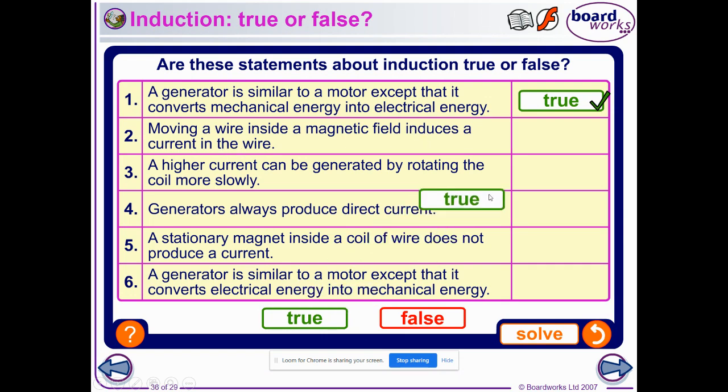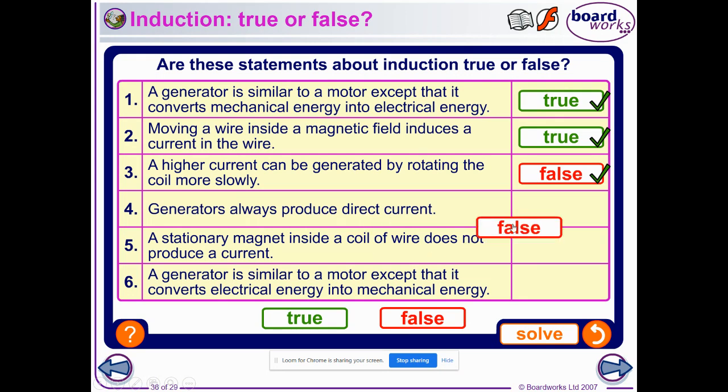True. Whenever there is a force and there's a magnetic field, there will be a current induced. A higher current can be generated by rotating the coil more slowly. This is false because you need to rotate the coil faster in order to generate a higher current. Generator always produces direct current is false because generators produce alternating current.